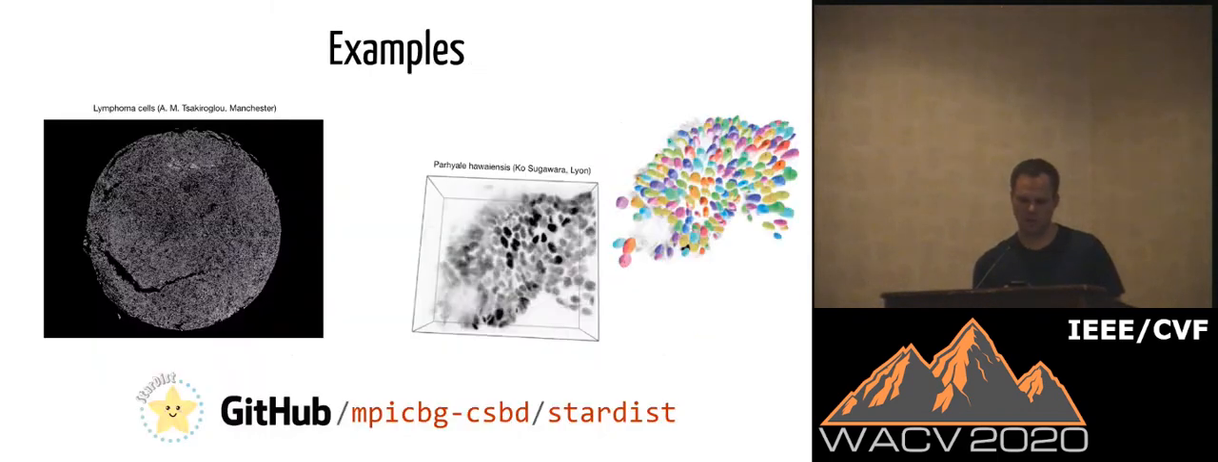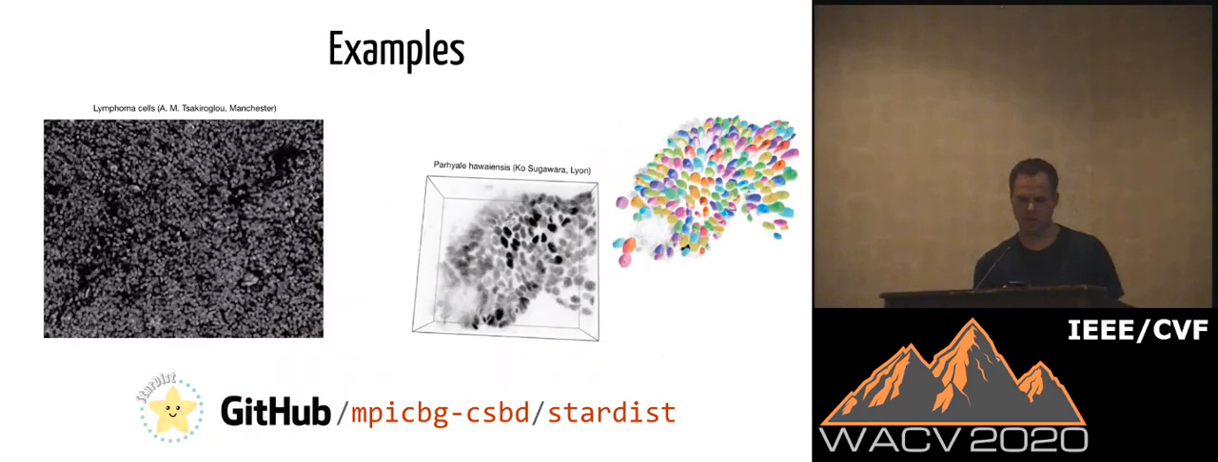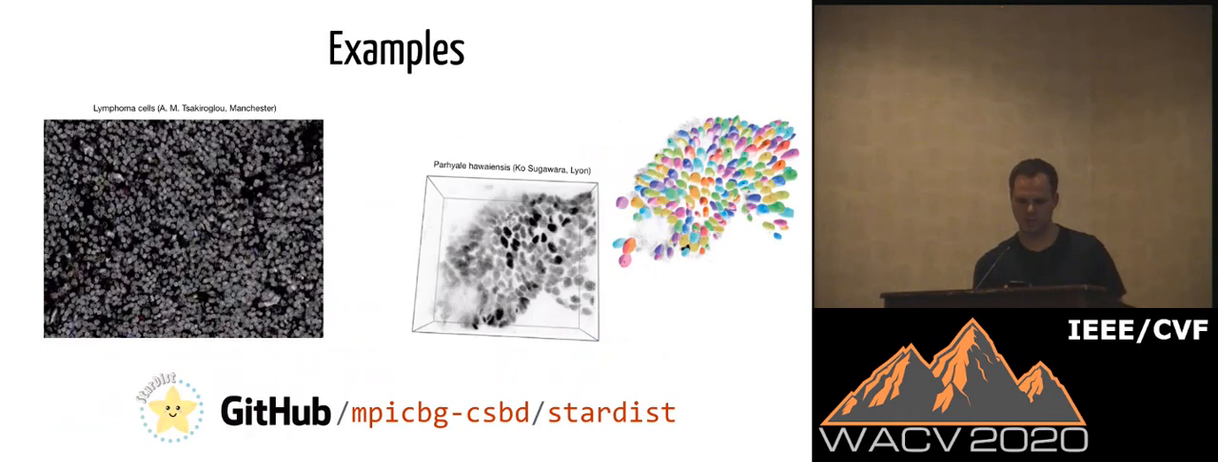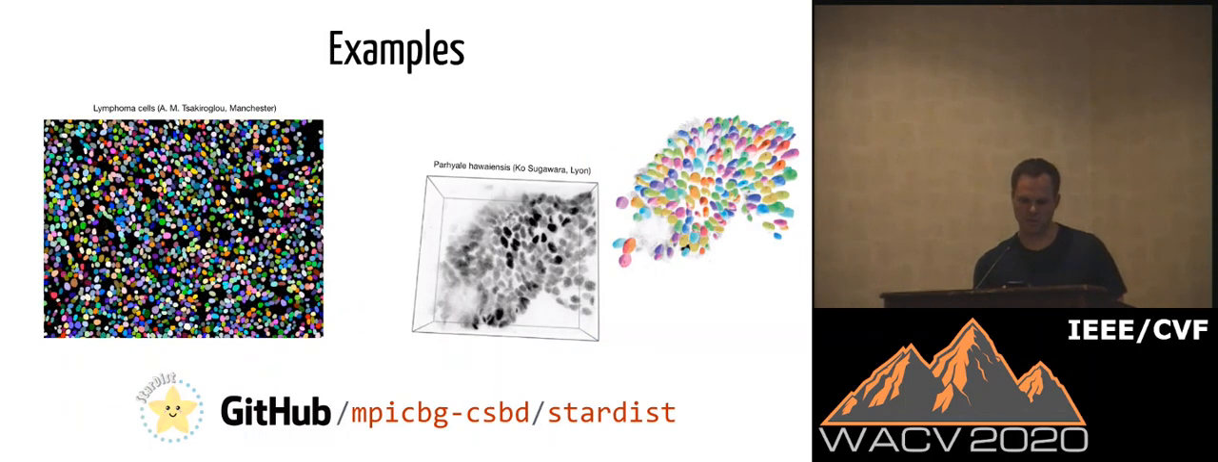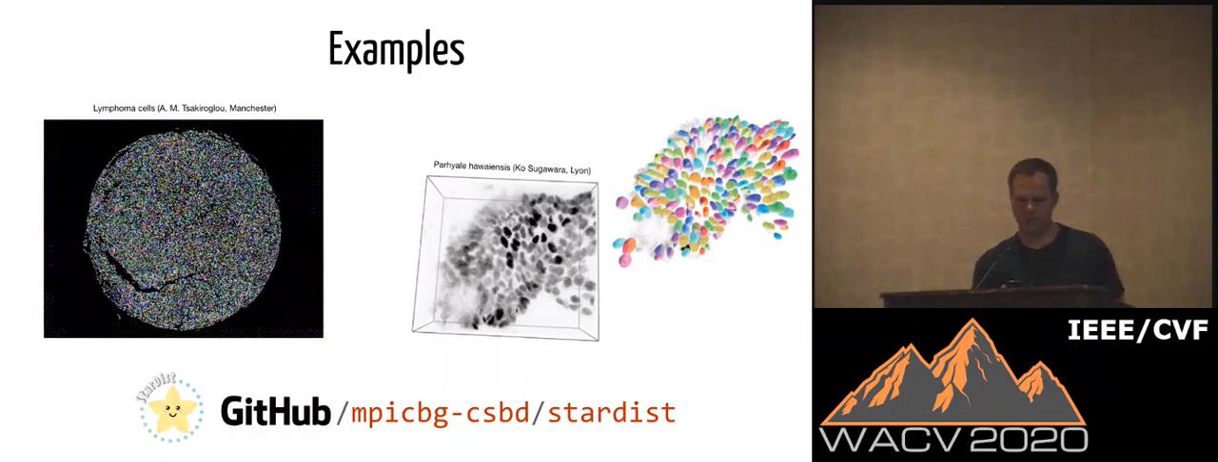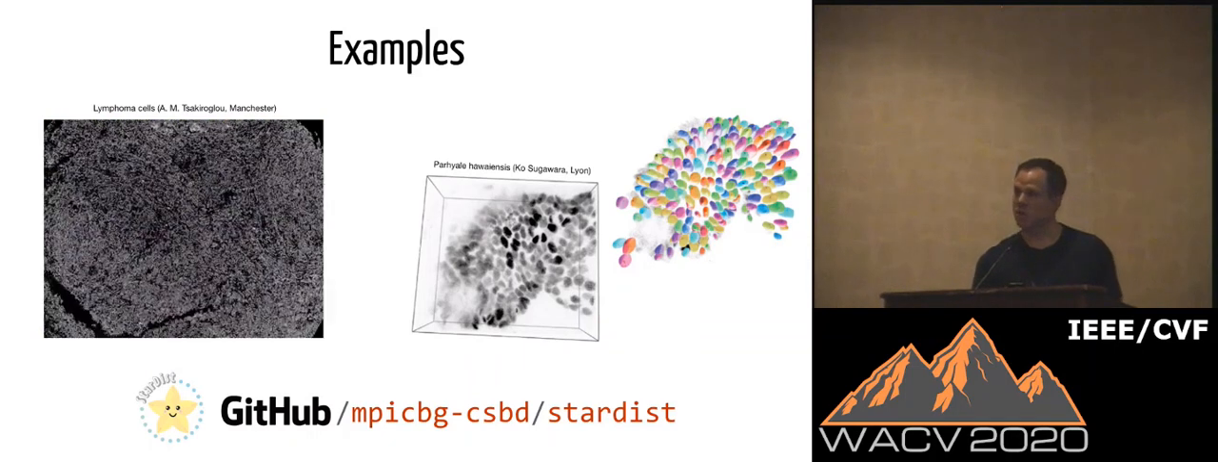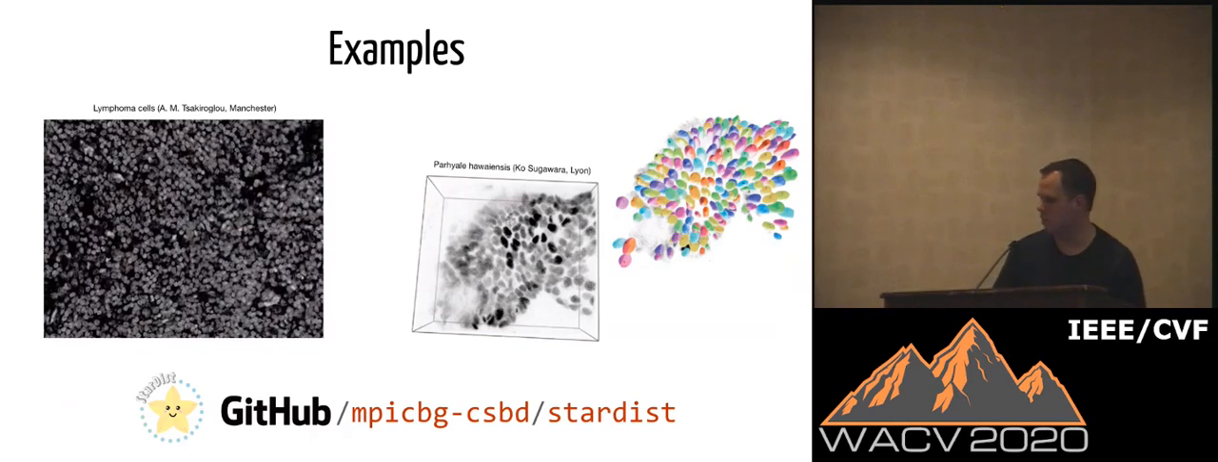So overall, we show that StarDist produces excellent results for 3D nuclei segmentation, even in challenging imaging conditions. Our user-friendly Python package is available on GitHub and pip installable. And yeah, thank you for your attention, and come to the poster if you want to learn more.